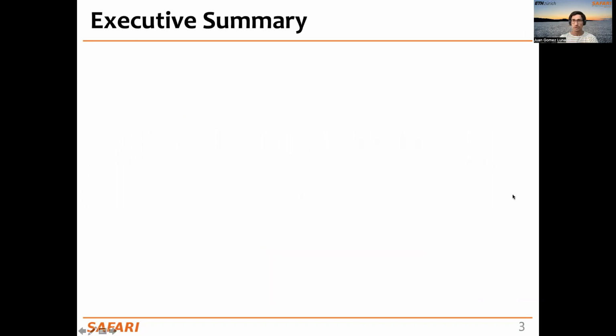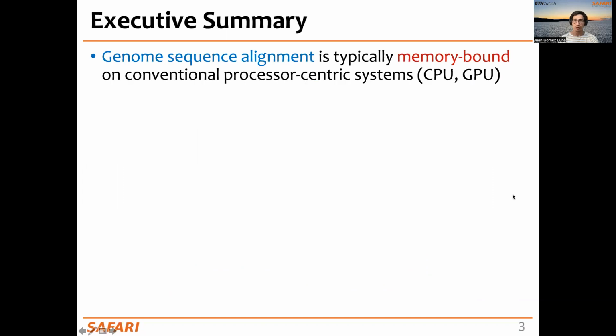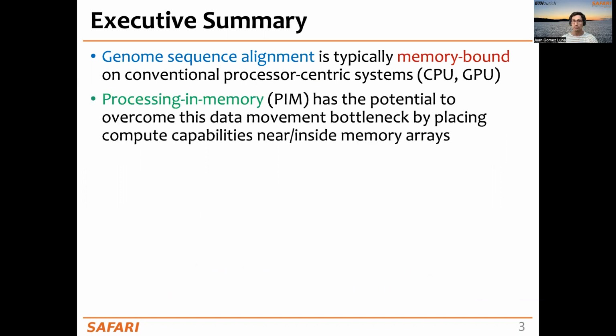Let's start with a brief executive summary. First of all, genome sequence alignment, as we will see, is typically memory-bound on conventional processor-centric systems like CPUs and GPUs, and processing in memory, as we know, has the potential to overcome this data movement bottleneck.